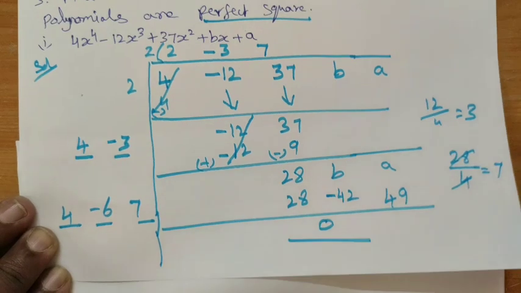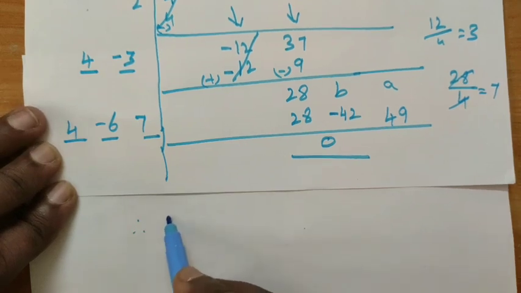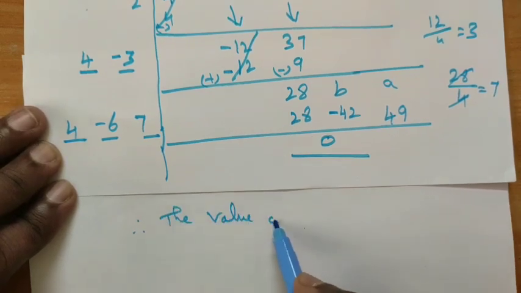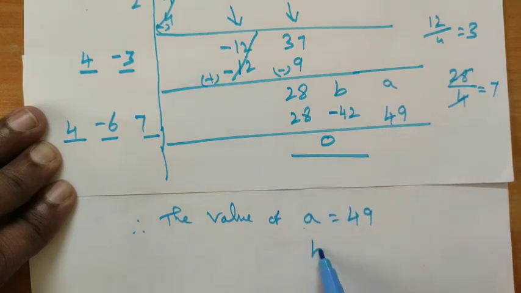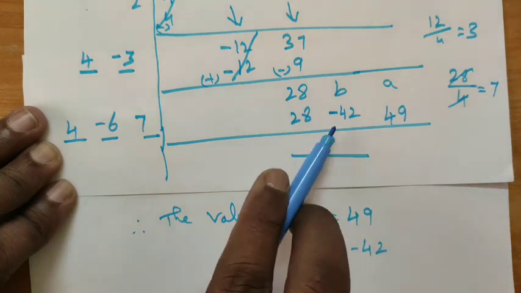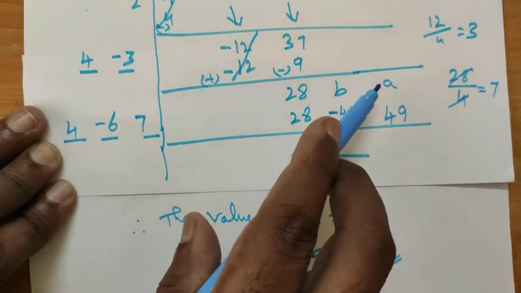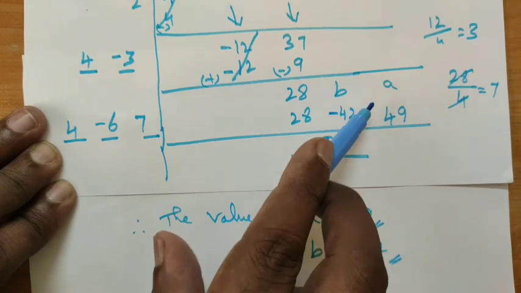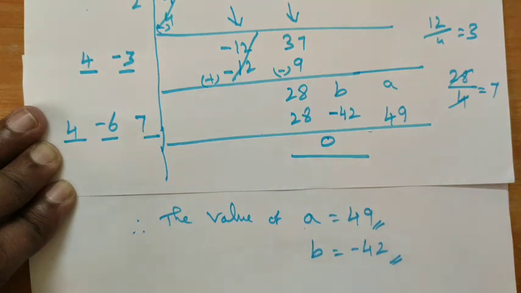Now you have to write what is the value of B and A. Therefore the value of A is equal to 49 and then B is equal to minus 42. Don't change the symbols. Whatever the number appears with the symbol, you just take that number. That is A is equal to 49, B is equal to 42. Suppose if you want to apply in the place of A is equal to 49 minus, here we are going to change the symbol, right? Minus 49 equal to 0. So that is the answer.